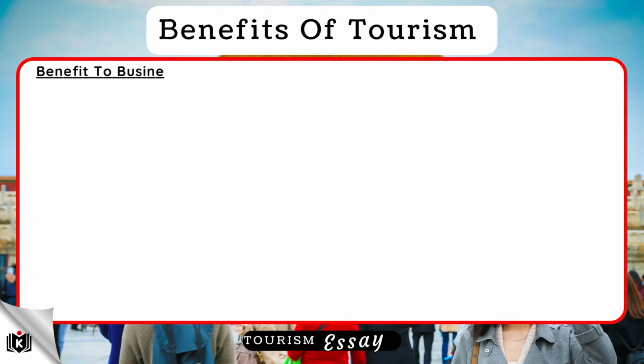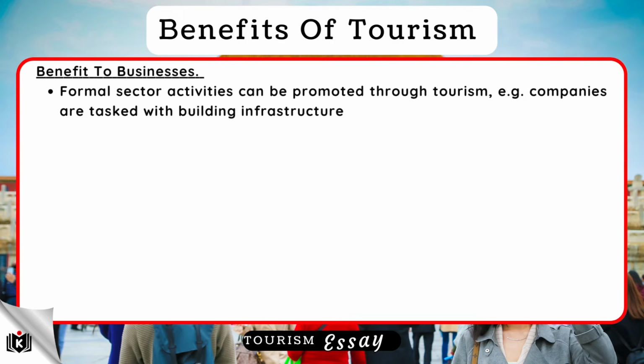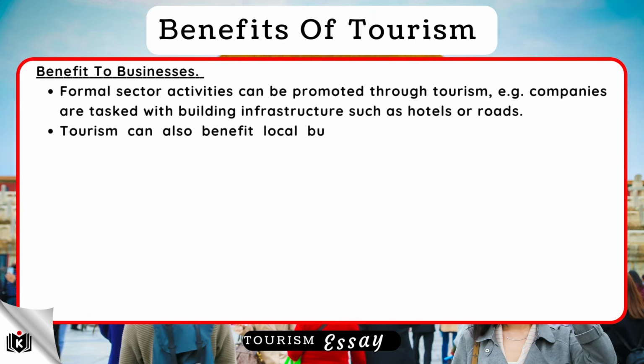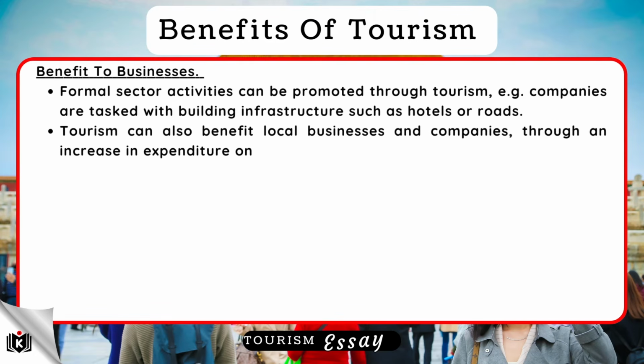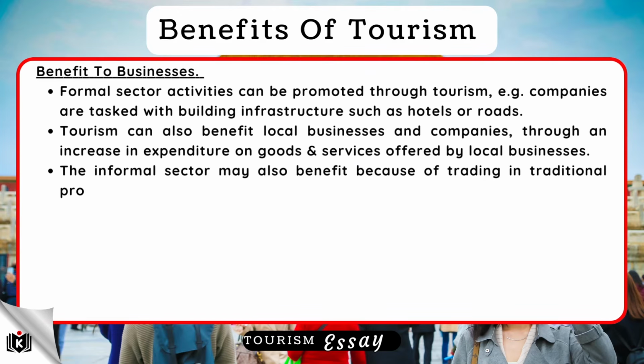Benefits to businesses. Formal sector activities can be promoted through tourism. For example, companies are tasked with building infrastructure such as hotels or roads. Tourism can also benefit local businesses and companies through an increase in expenditure on the goods and services offered by local businesses. The informal sector may also benefit because of trading in traditional products, such as crafts and arts.